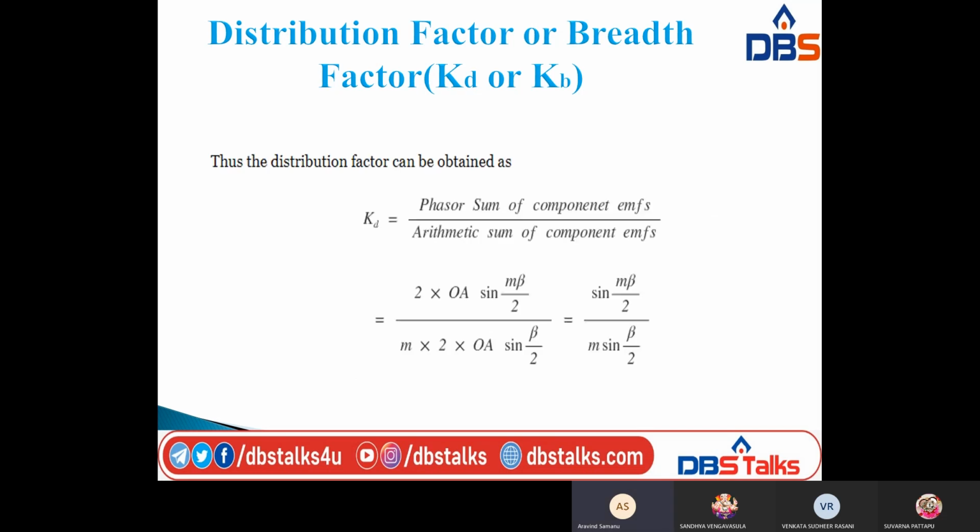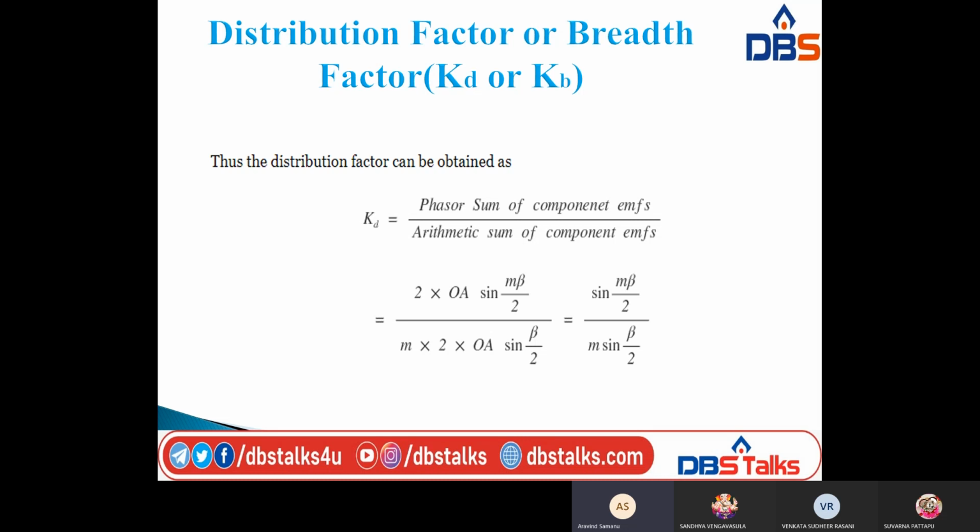So from that one I am writing the distribution factor, that is distribution factor KD is equal to, what is the formula? Phasor sum of component EMFs by arithmetic sum of component EMFs. Here the phasor sum of component EMFs we have 2 into OA into sin m beta by 2, and similarly arithmetic sum of component EMFs is m into 2 into OA into sin beta by 2. So by solving this equation we have sin m beta by 2 by m sin beta by 2. So KD is equal to sin m beta by 2 by m sin beta by 2. This is the formula for distribution factor.